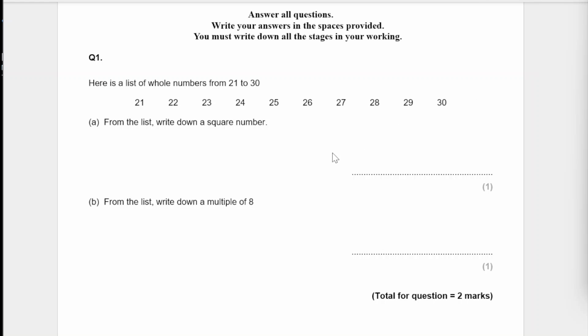So question 1, here is a list of whole numbers from 21 to 30. From the list, write down a square number. A square number is a number, this is the square number because 5 times 5 is equal to 25. So 25 is a square number and 5 would be the square root of that number, so 25. From the list, write down a multiple of 8. So we're looking for a multiple of 8 that is in the numbers 21 to 30. So the number that we're looking at here is going to be 24.